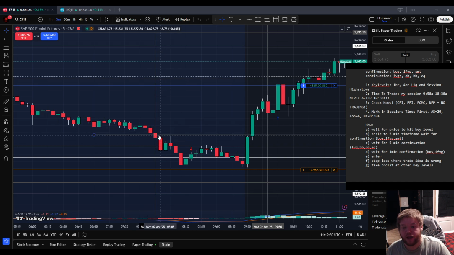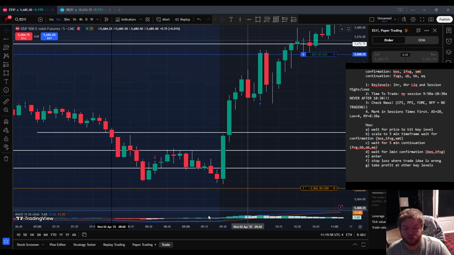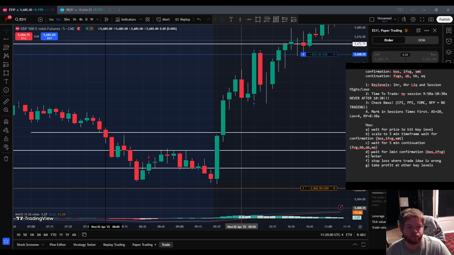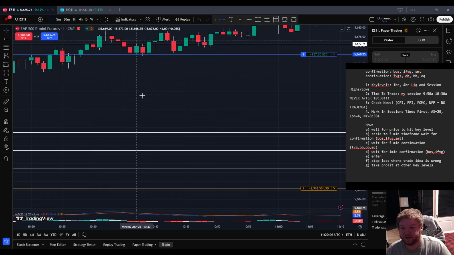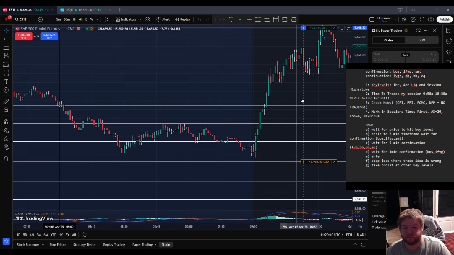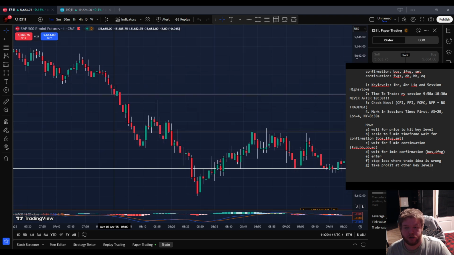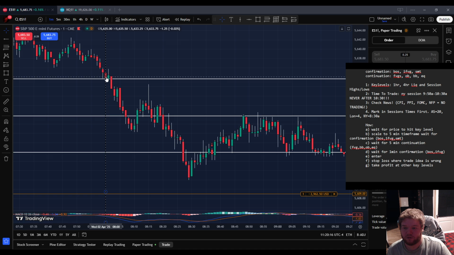I said, okay, we have the key level. Let's go down to the 5 minute fair value gap. Cool. From the fair value gap, what am I looking for? I'm looking for a break of structure or an inverse fair value gap on the 1 minute. So I went down to the 1 minute from that. We had a fair value gap there.